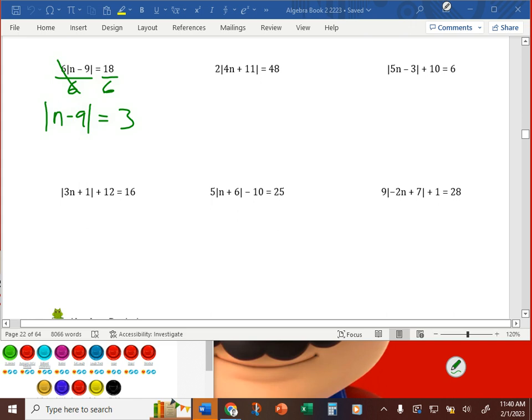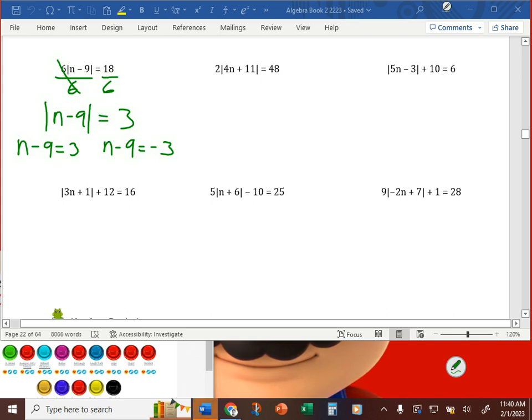Now that the bars are by themselves, okay, this says that n minus 9 is a distance of 3 from 0. So what 2 equations are you going to set up here? Colin. N minus 9 equals 3. If n minus 9 is a distance of 3 from 0, that means n minus 9 could be 3, or n minus 9 could be -3. Same thing as the front side, only I don't have those little helpful things to guide you here.